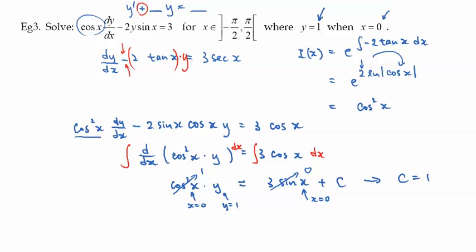And that means if I'm to find an explicit equation for y, I will have y equals 3 sin x plus 1. Once again, the constant term equals 1, and divided by cos square of x.